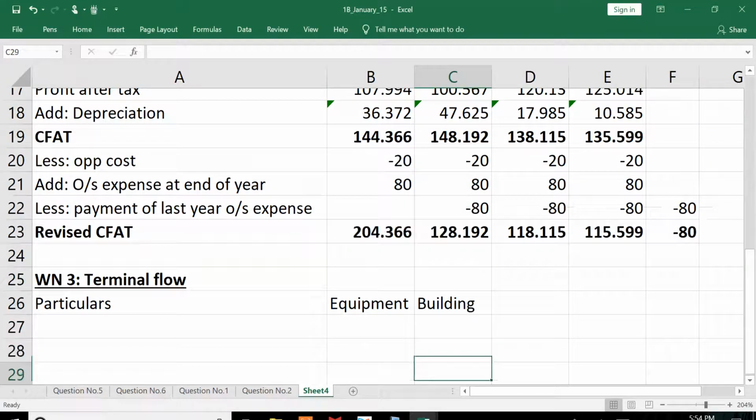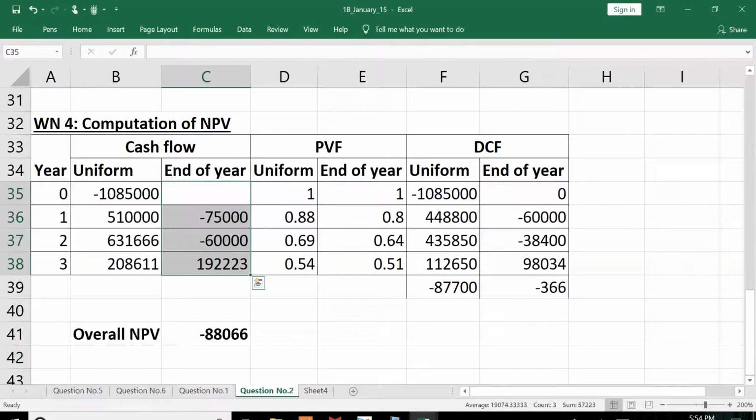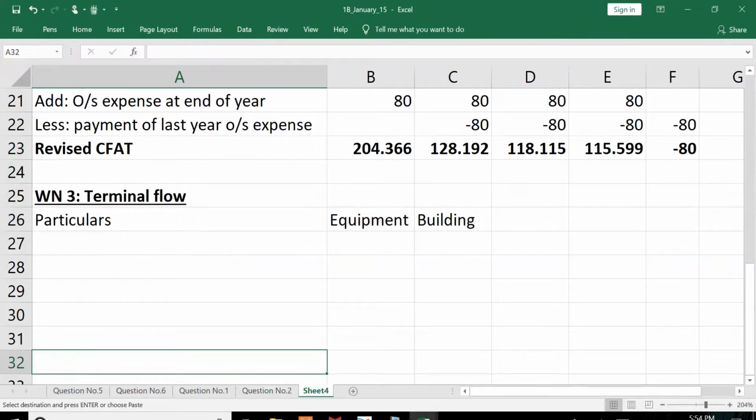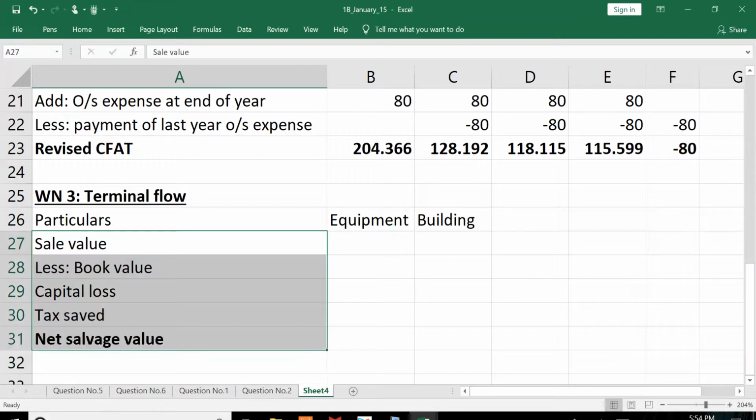This is the similar adjustment that we did in the last problem. You see the sale value, you see book value and do the calculation. Okay, there will be a working capital also. I'll write that in some time.